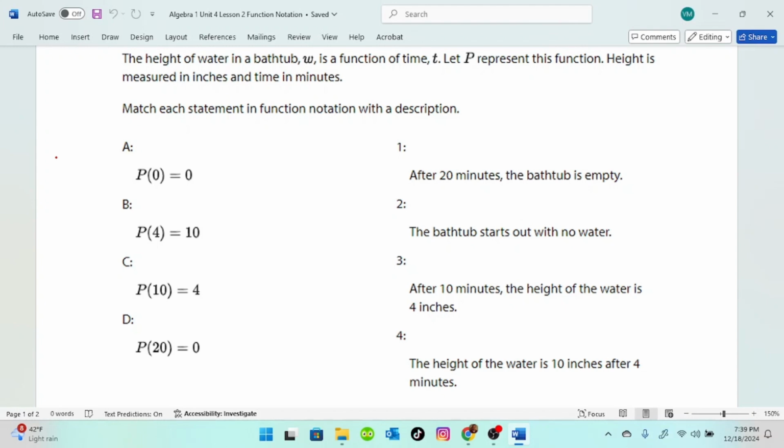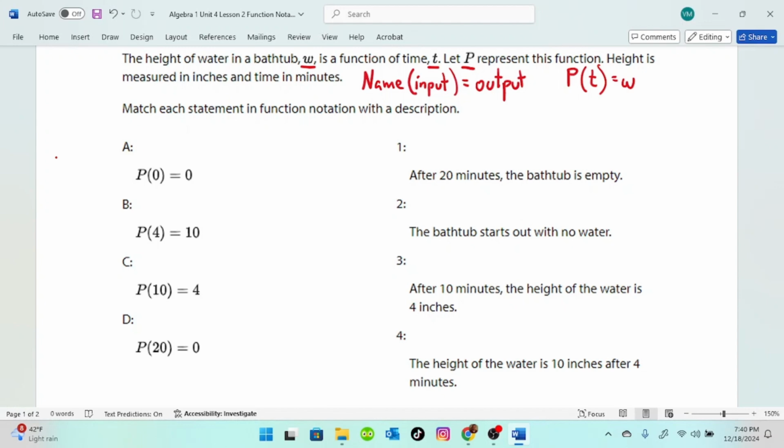So, first we need to talk about function notation. In function notation, we have the name of the function, in this case, P. Inside parentheses, we have the input, in this case, t, and it equals the output, in this case, W. So anytime you're looking at this, you need to be reading this as P of t equals W.